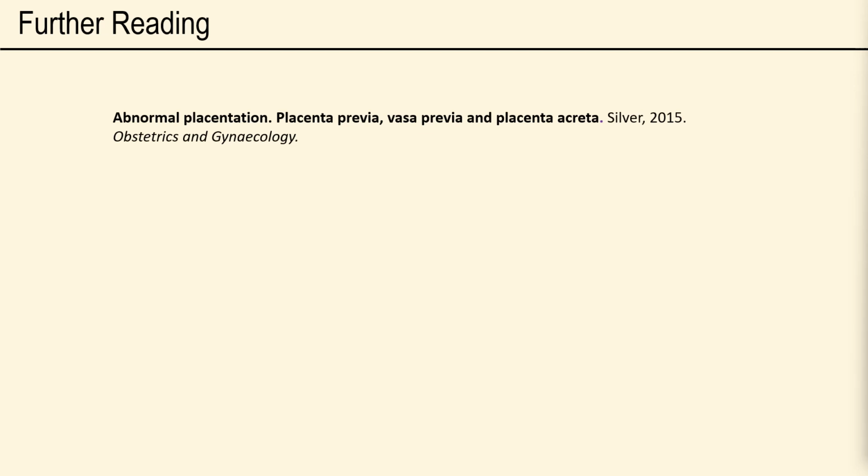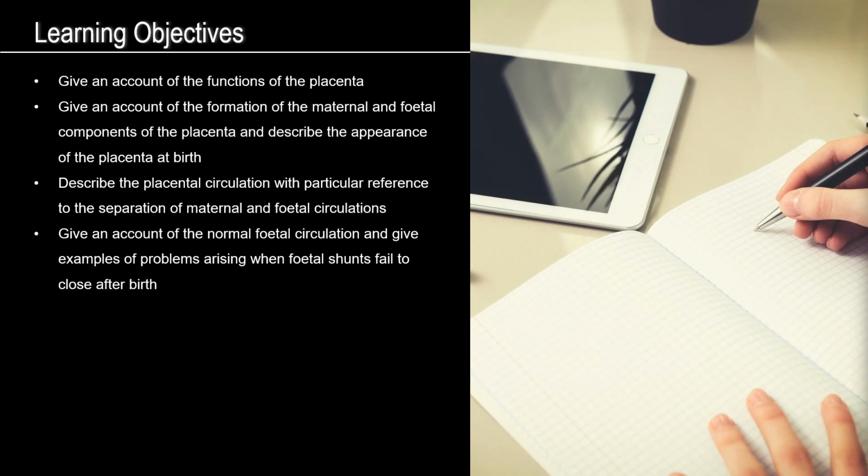And that's it for this lecture. You should now be able to give an account of the functions of the placenta, give an account of the formation of the maternal and fetal components of the placenta, and describe the appearance of the placenta at birth. You should be able to describe the placental circulation with particular reference to the separation of the maternal and fetal circulations, give an account of the normal fetal circulation, and give examples of problems arising when fetal shunts fail to close.